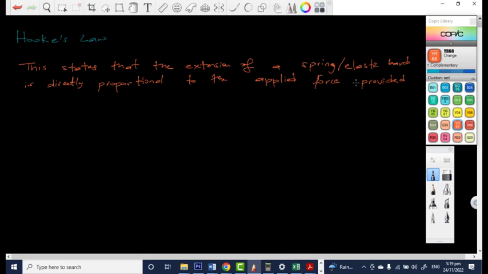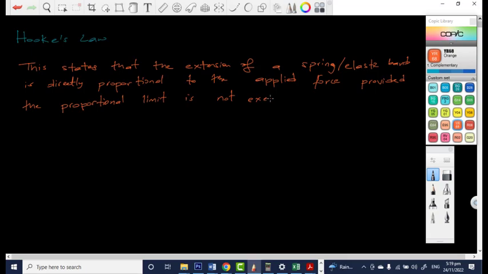Now, this first statement right here, we can actually appreciate, because as I mentioned in my discussion a short while ago, when you have an elastic band or one of those scrunchies, the more you pull on it, in other words, the greater the force that you apply to it, the more it will stretch. Is that the case that you guys observe? Yes, sir. Okay.